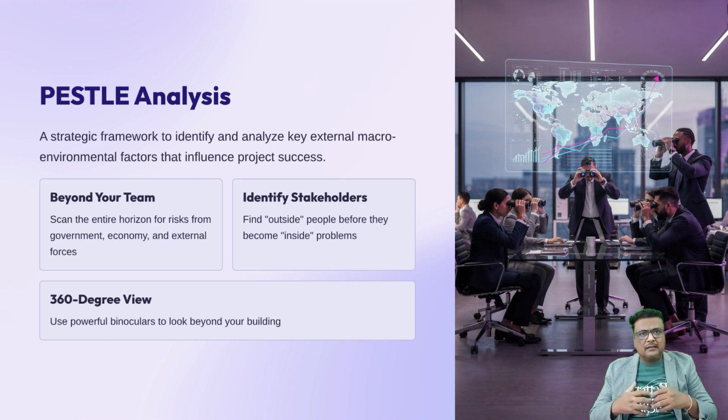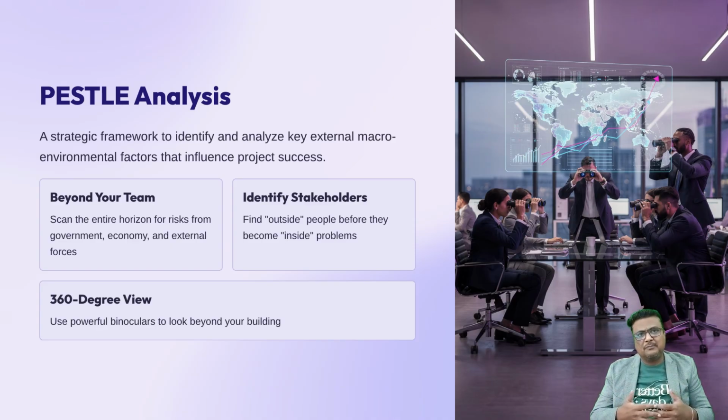Hello everyone. Today we are looking at a high-level tool that helps us scan the entire horizon for risks, the PESTLE analysis. In formal terms, this is a strategic framework used to identify and analyze the key external macro-environmental factors that can influence a project's success. In plain English, it's like using a pair of powerful binoculars to look way outside your building.